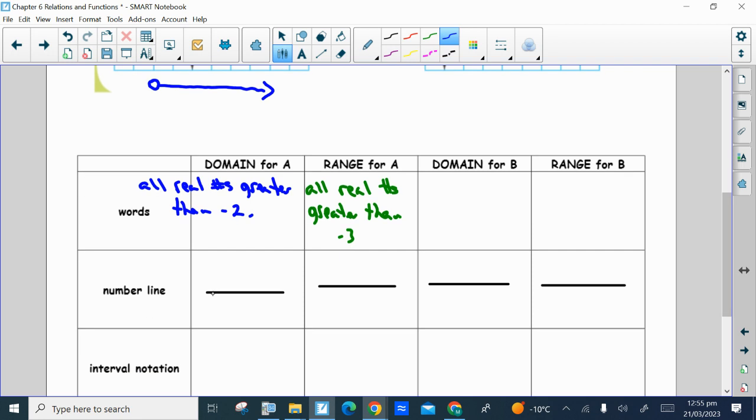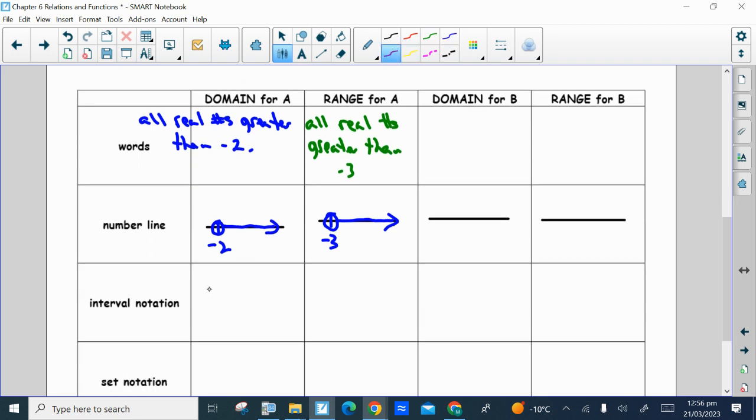Okay, so on a number line, we would start at -2 with an open dot, and we would have a line going off to the right with an arrow on it. On the number line, that shows all numbers greater than -2. And for the range, we would start at -3 with an open dot and a line going to the right with an arrow on it.